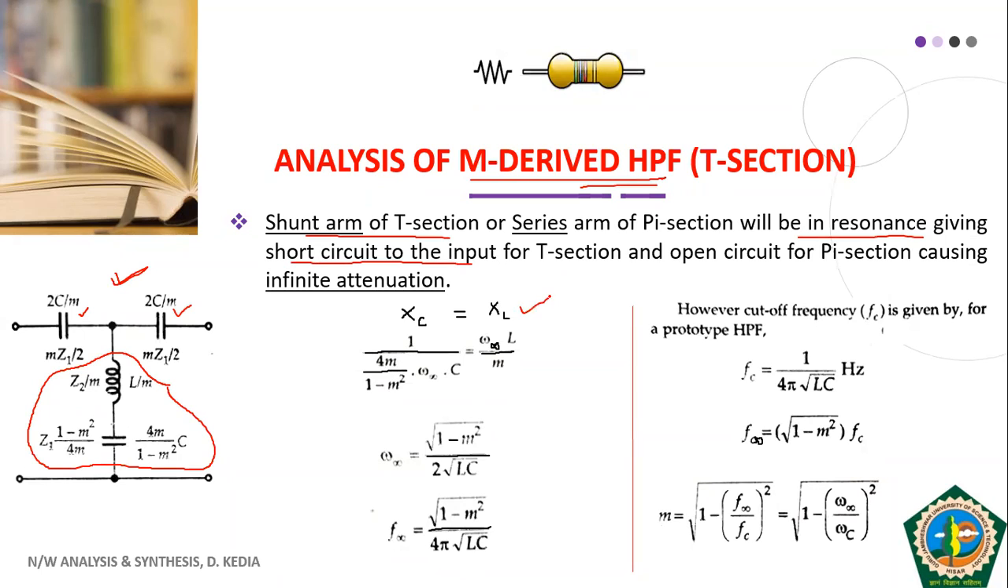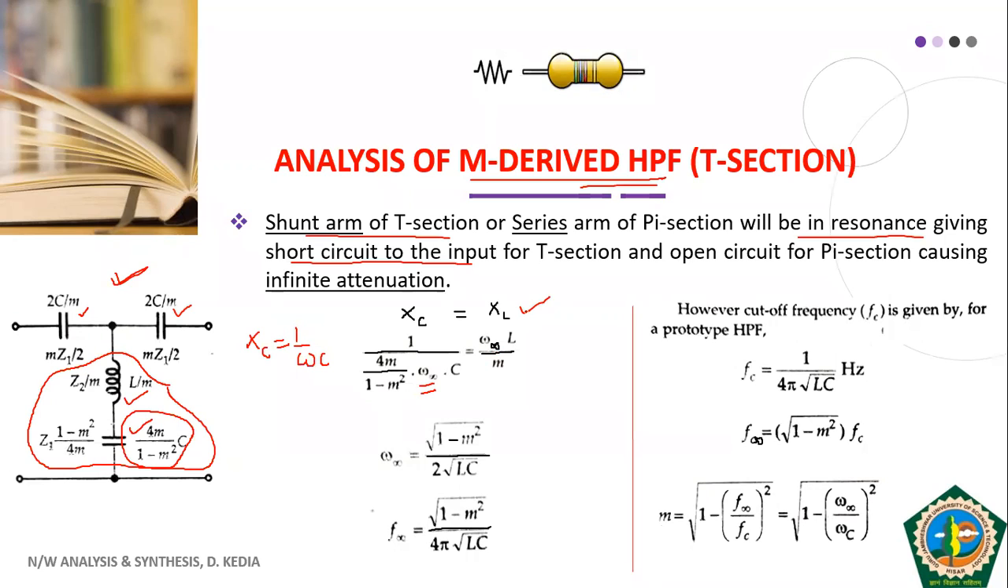So under resonance, we will have Xc equal to XL. This is our Xc and this is XL. So what is our Xc? Xc is 1 by omega C. This is the value of C, and omega is omega infinity. So 1 by 4m by 1 minus m square into C, into omega infinity. I hope you know that Xc is nothing but 1 by omega C. So this is what we have substituted here.